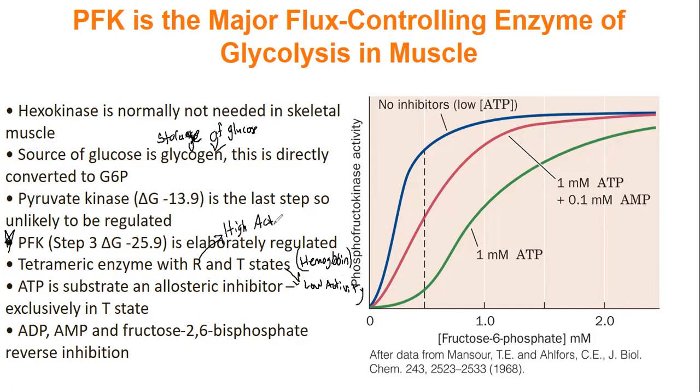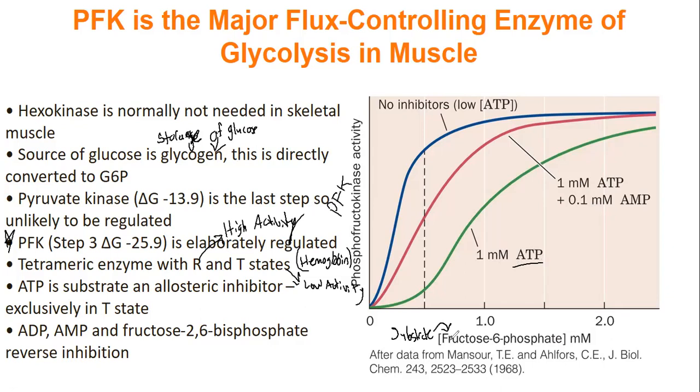And we can regulate the speed of PFK through allosteric molecules. That's what's shown here on the right. So actually let me talk about what this graph is showing. On the y-axis, it's PFK activity, or how fast it's going. And on the x-axis is the amount of F6P, which is the substrate for PFK.